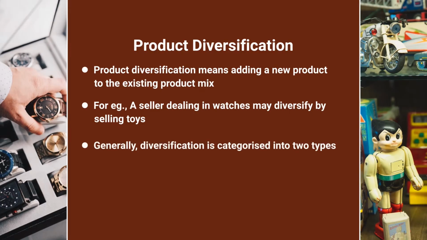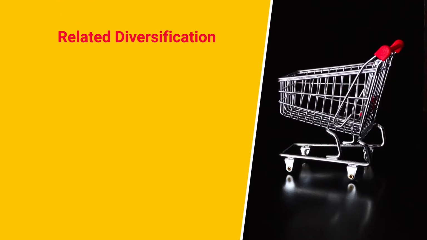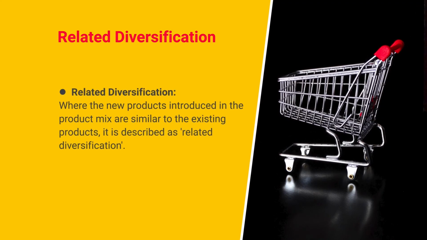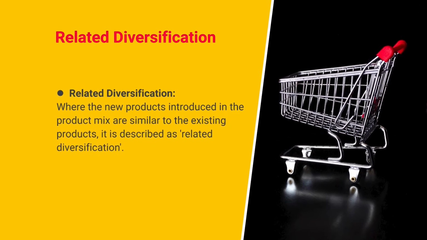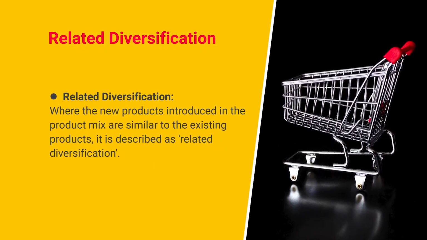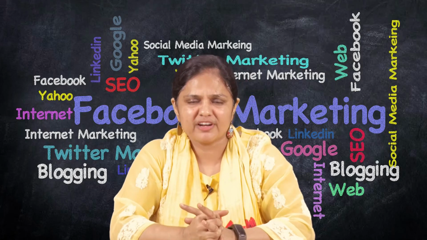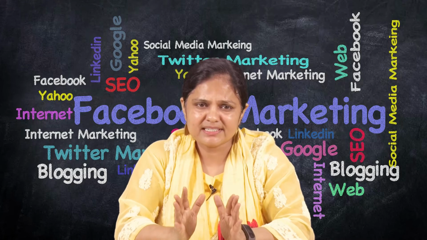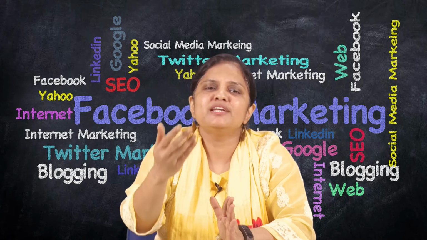Now, diversification can be related diversification or unrelated diversification. When we talk of related diversification, that means the new products that we have introduced in our product mix are related or in some way similar to the already existing products. So that becomes related diversification. This is the most common form of diversification. It is inexpensive and easier, that is why it is commonly used also.